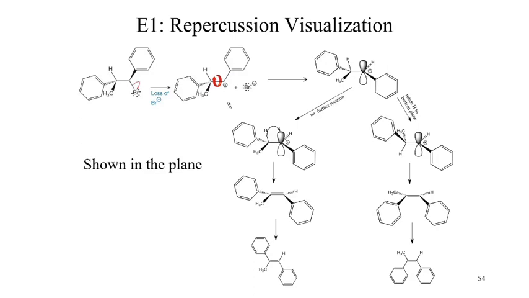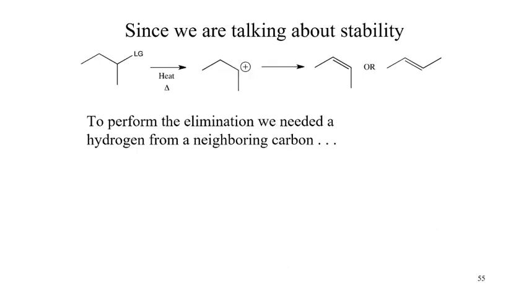So, since we're talking about stability, when we perform the elimination, we needed a hydrogen from a neighboring carbon. When we looked at this, we're talking about, say, removing that hydrogen. And just bear with me because we didn't show stereochemistry, so don't stress about it. Or this hydrogen, which would have generated, say, the trans product. So cool, not a big deal.